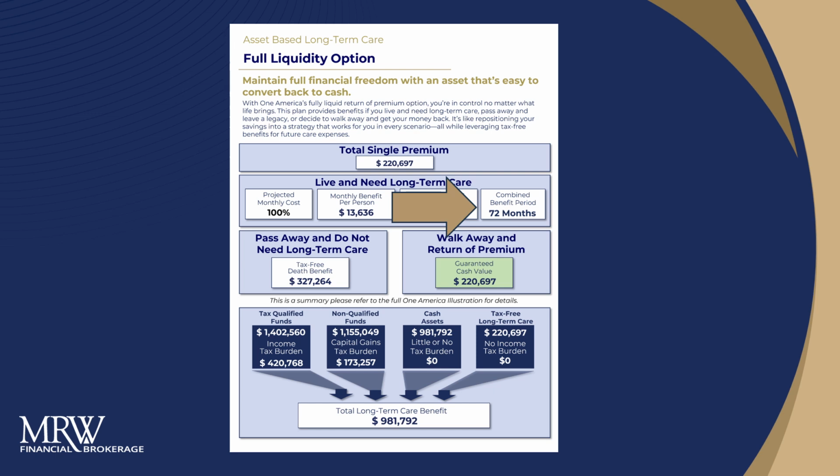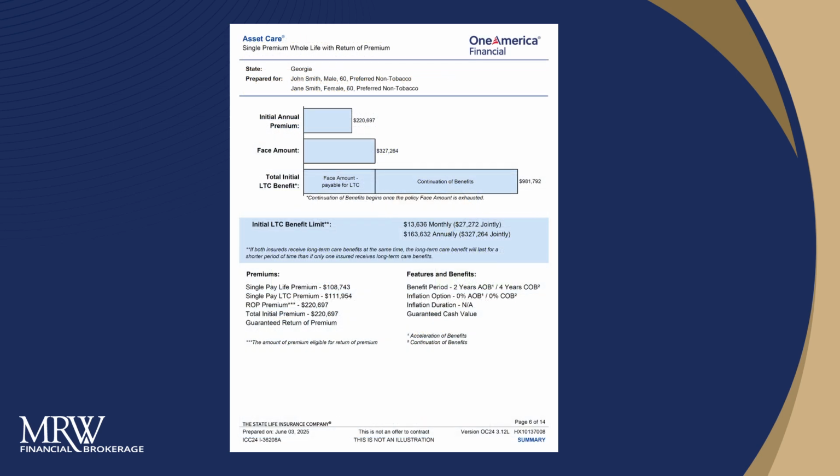Now, if they were both on claim at the same time and it started at the same time, they'd each have a 3-year benefit, because it's really the $981,000 that is taking it down. But that is a benefit period, 2 years of AOB, or the acceleration of the death benefit, acceleration of benefits. So if you took the face amount, the death benefit of $327,264, and divided that by 24, that's how we come up with the $13,636 a month. Once the death benefit is exhausted, there's an additional 4 years of continuation of benefits.